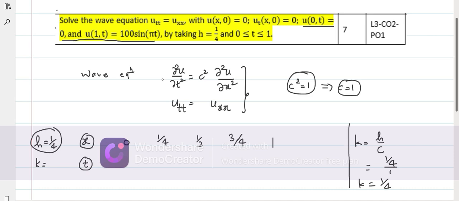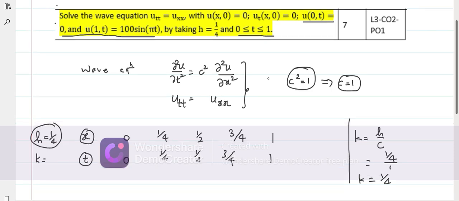What happens now? And look at the range of t. 0 to 1 with the step size 1 by 4. The same values: 0, 1 by 4, 2 by 4, 3 by 4. 2 by 4 means 1 by 2. Right. What else has he given? u(x,0) is given, look.